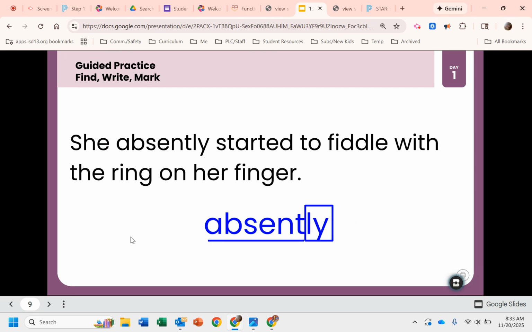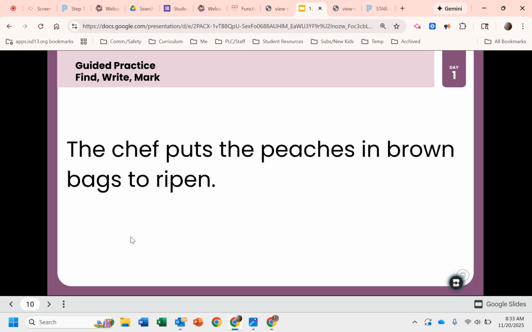The chef puts the peaches in brown bags to ripen. Find the word, write the word, mark the word. There we go. Ripen. Here's how you mark it. Now, ripe on its own, without the en, has a silent e. When we spell ripen, we drop the silent e to add our en.